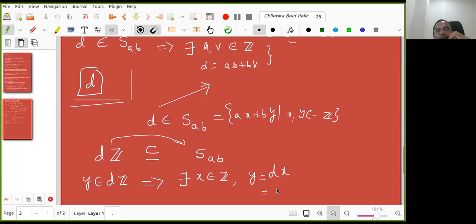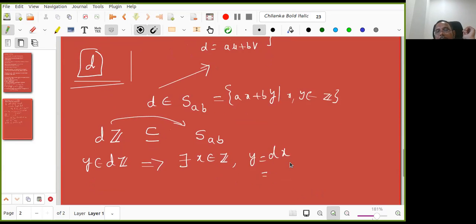So can you now tell me something from here? How do I prove that y is equal to a into something plus b into something? I have not brought it yet. How do I bring AB now?